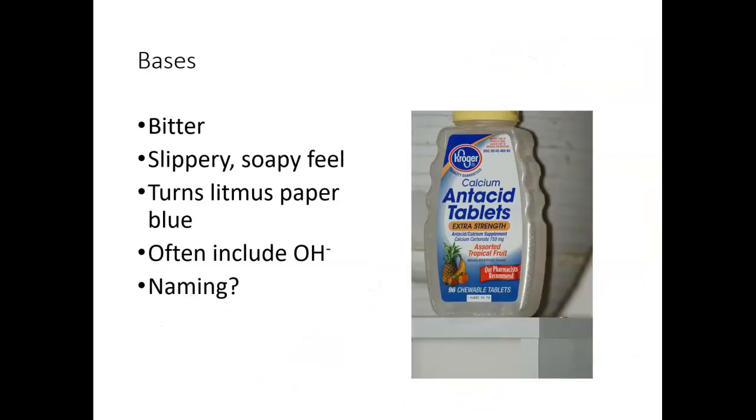For bases, these are bitter compounds. They have a slippery or soapy feel, so soaps are typically basic. And they turn litmus paper blue. So we'll take a look at litmus paper as well later on in the course. They often include hydroxide ions in their formula. So if you have a hydroxide compound, that tends to be fairly straightforward. So for naming, if we're talking about hydroxide, that means it's a polyatomic ion with a metal. So you typically have a metal cation and hydroxide.